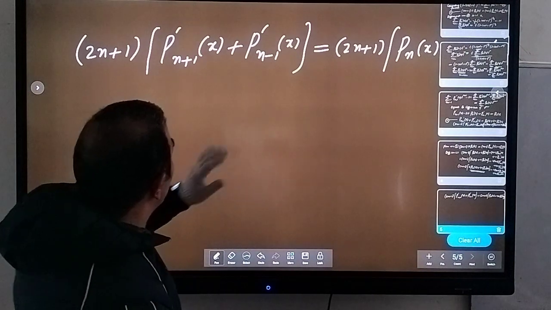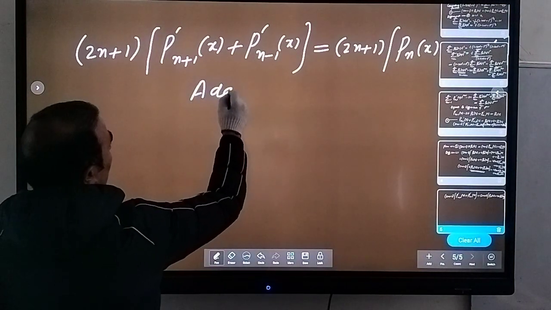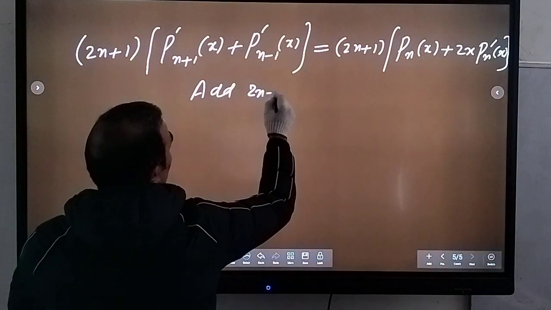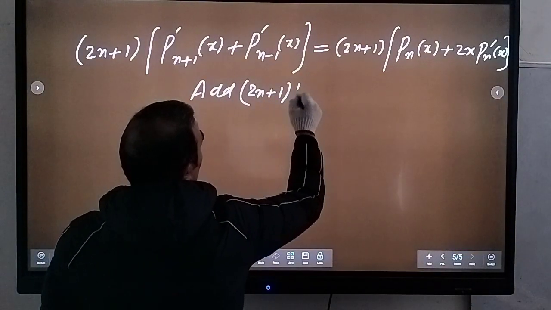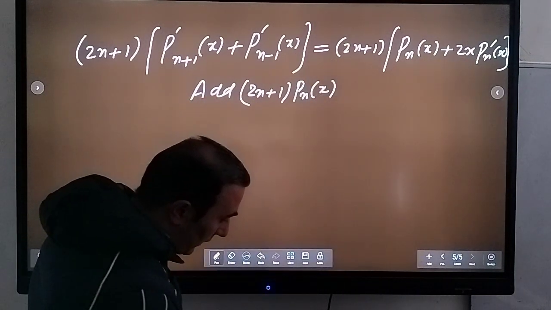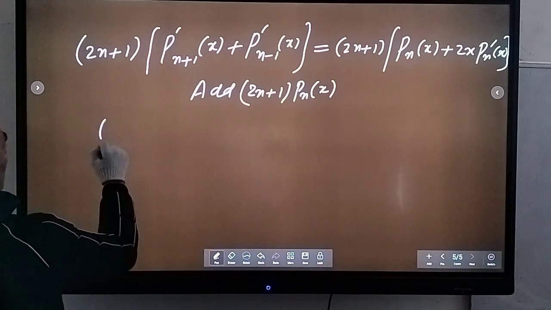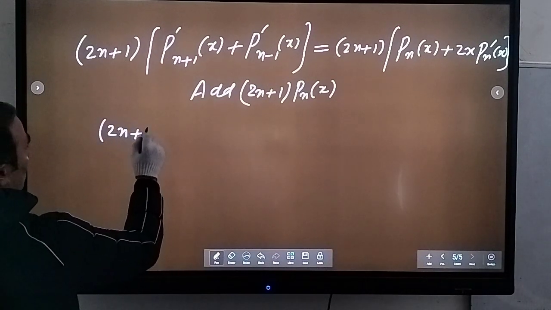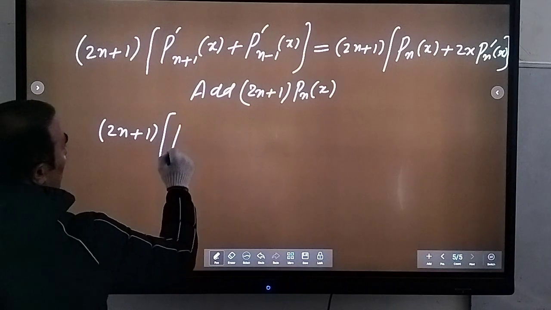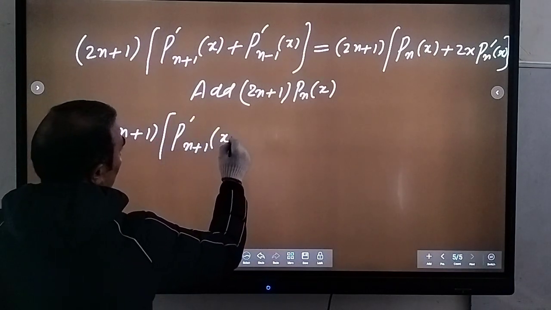Okay. So what will I do with this? I can add (2n plus 1) Pn of x. So I have to add Pn of x to both sides, right? So what will happen? Our left hand side will be (2n plus 1) P dash of n plus 1 of x.